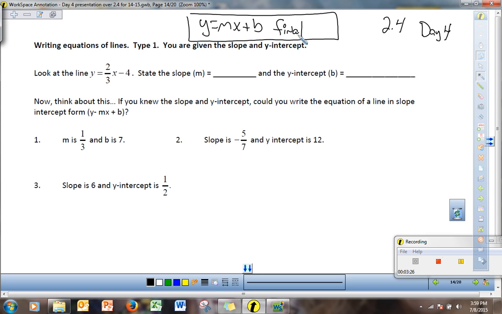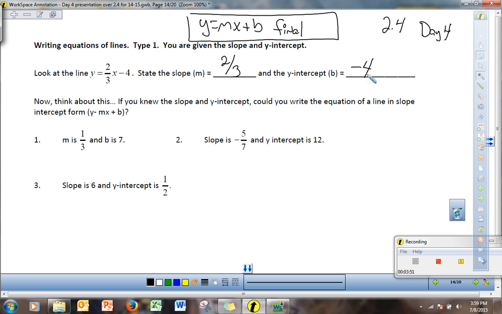But here's my type 1. I'm going to give you some information. You're going to give me the equation of that line. So I'm just going to start here. Look at the line y equals 2/3 x minus 4. I'm going to have you state the slope, which you'll look at it and say, hey, this is already in slope-intercept form. So the slope happens to be 2/3, and the y-intercept happens to be -4.